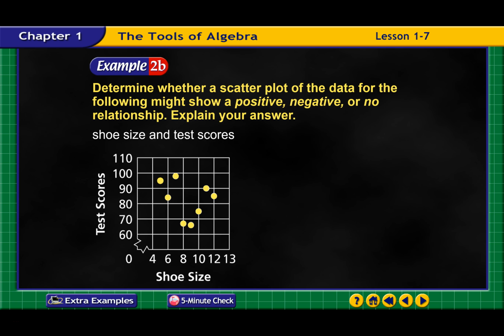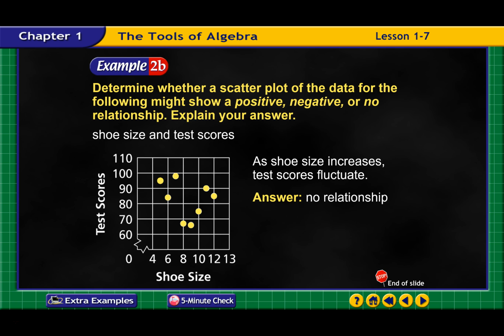Determine whether a scatter plot of the data for this relationship is positive, negative, or no relationship. Shoe size and test scores. Okay, so the bigger my shoe size doesn't mean I get a better test score. This looks like there's no relationship because there's no general trend either way. It's just kind of a big block. So as shoe size increases, the test scores fluctuate. Yep, that's a nice way to put it. So there's no relationship.